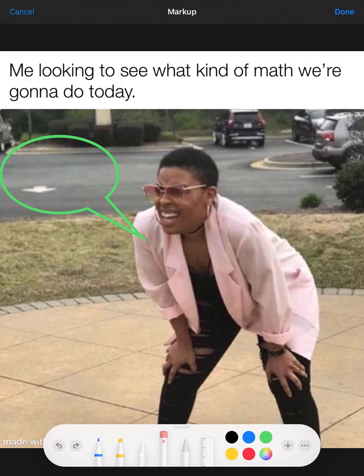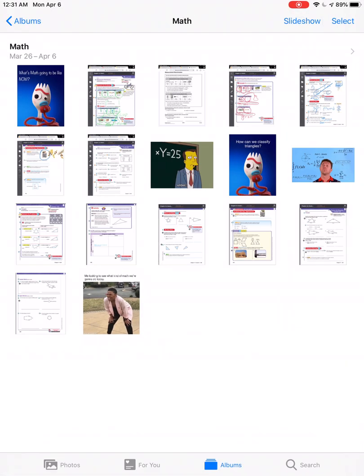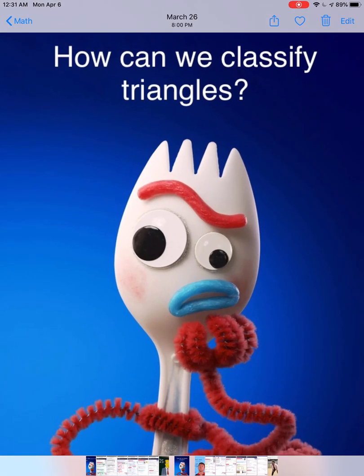We are going to do triangles. Triangles. How can we classify triangles? Forky does not know. I do know.